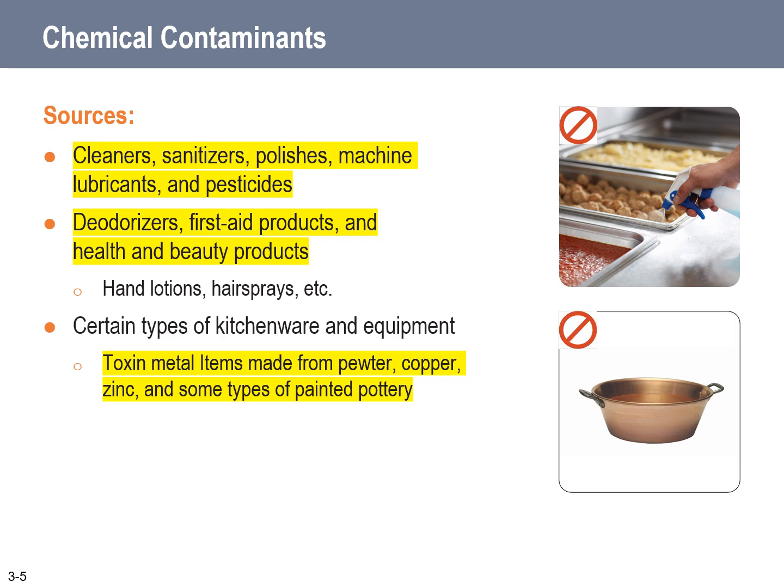The second thing is certain types of kitchen equipment. Certain types of pans can be made with certain metals that react with different types of food. There are a lot of toxic metal items that are made from pewter because there's lead in it, copper, zinc, and some types of painted pottery. If you put something very acidic like tomato juice in a pewter pitcher, the acidity from the tomato juice interacts with the metal, creating a toxin and a poison, which, if you consume it, can make you very sick.